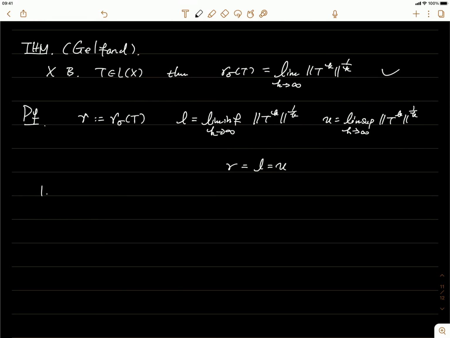To do this, we first show that R is less than or equal to U. Then I show that R is greater than or equal to U. Then in this case, R will be equal to U. And finally, I want to show that R is less than or equal to L. And then because L is always less than or equal to U, altogether we can say that these three are the same. Okay, so let's see how I get to the first one. I'm going to show that R is less than or equal to U.